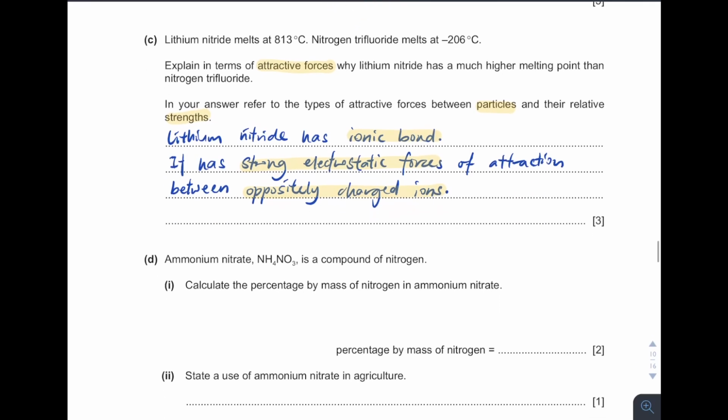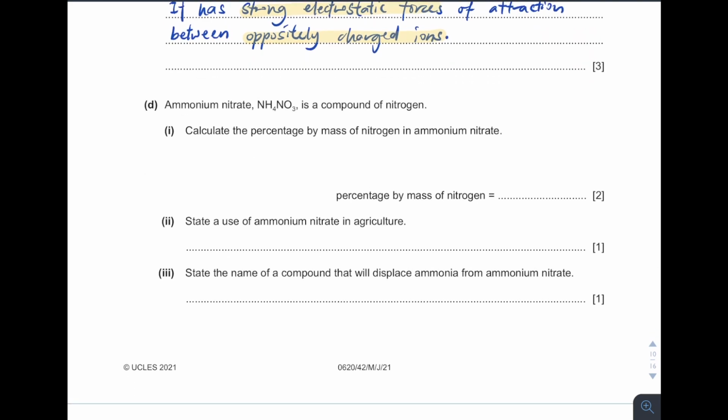Okay, then the percentage by mass of nitrogen in ammonium nitrate. So you see, how many nitrogen are there here? Total 2, isn't it? One nitrogen is 14, there are total 2. And you look for the total mass of the compound. So 14 plus 4 hydrogen plus 14 plus 3 oxygen. Eventually you multiply with 100%, so you will get 35%.